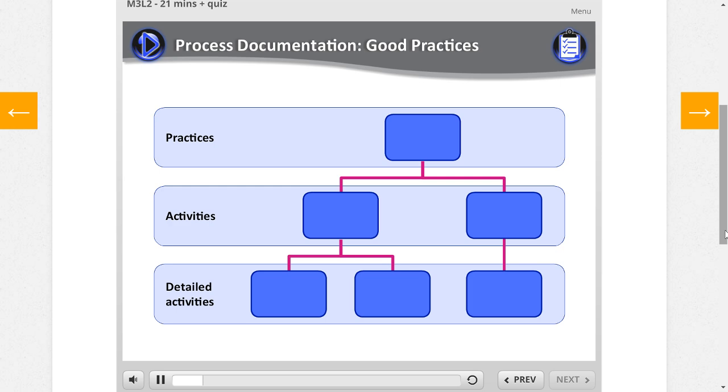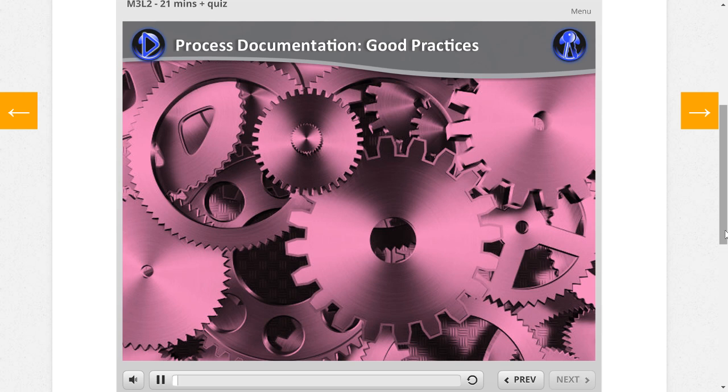Let's begin by clarifying what COBIT means by practices, activities, and detailed activities. These describe, with an increasing level of detail and granularity, what must be done in order to achieve the process goals, and therefore also the IT-related goals. Process practices are referred to as either governance practices or management practices, depending on the domain of the process. For simplicity, we'll refer simply to practices. Remember, though, that the exam would probably use the full name.